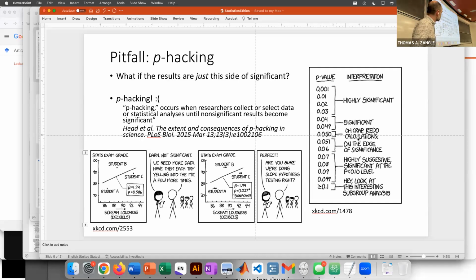But this kind of thing, like redoing your calculation when you're just on the edge of significance, maybe adding in a few more replicates if you're just on the edge of significance, or doing a subgroup analysis, looking at every possible color of jelly bean to see if you can get something that meets that 0.05 level. Those all fall into this category of what would be called p-hacking. So it occurs when researchers collect or select data for statistical analyses until non-significant results become significant. And there's a lot of literature and a growing recognition that this does happen. We'll look at some data on that.